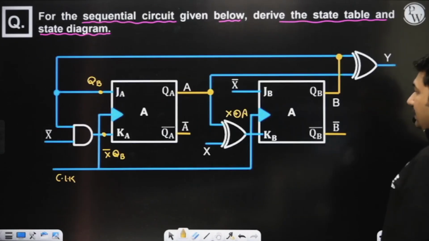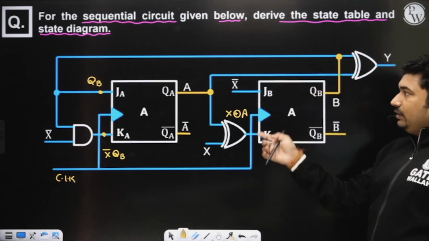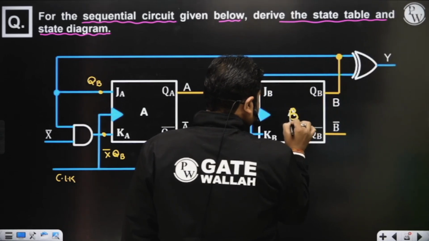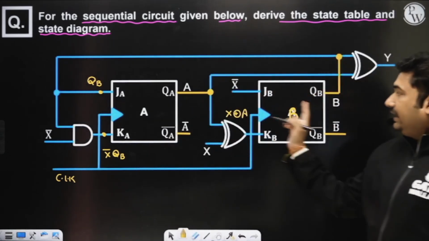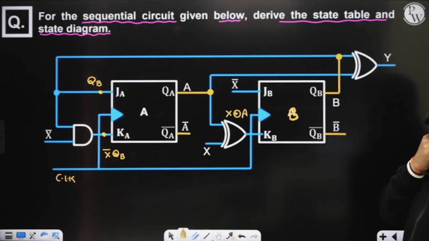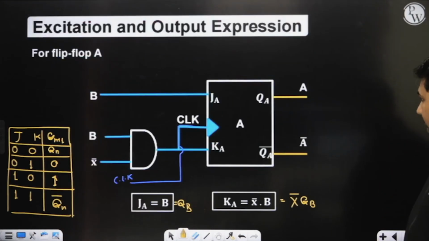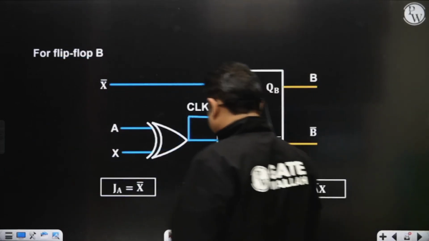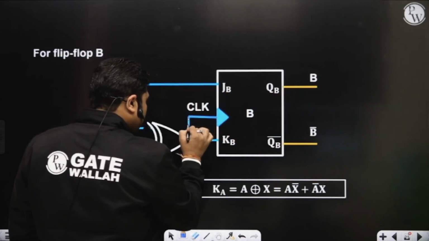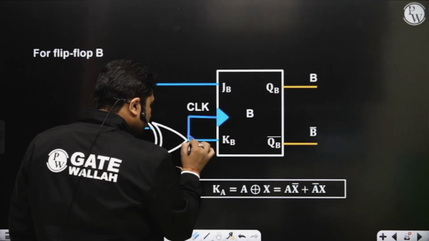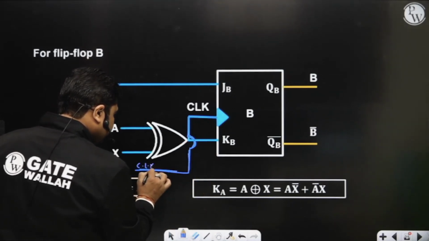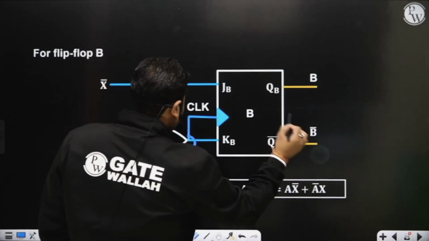Similarly, I'm going to analyze flip-flop B also. We have two flip-flops, A and B. Now I am interested in understanding the input to the B flip-flop. What is the input to the B flip-flop? Please observe here. This is your clock.